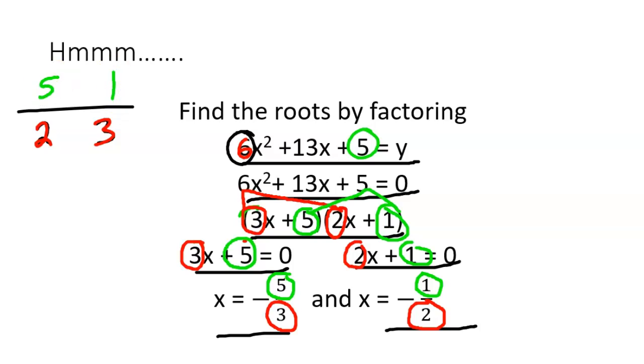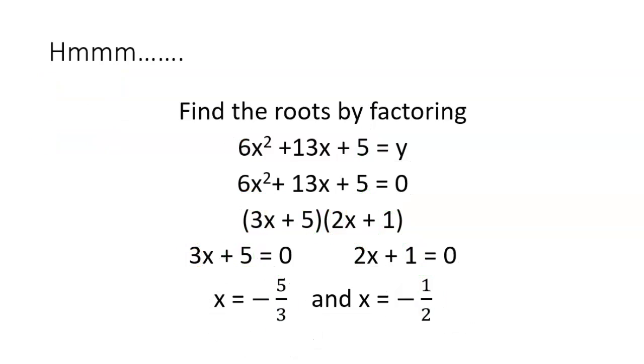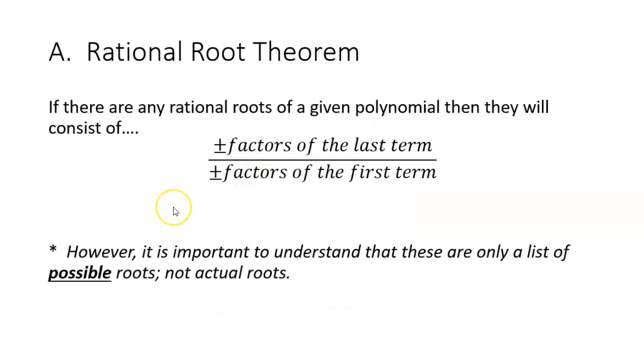Okay? So that means that my answers for what the roots are going to be are going to be either 5 over 2 or 5 over 3. And in this case, it was 5 over 3. Or it could be 1 over 2 or 1 over 3. And in this case, it was 1 over 2. So this is what we call the rational root theorem. Okay? So let's see what that looks like here on this next slide.